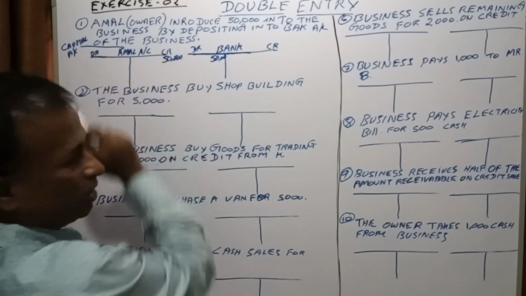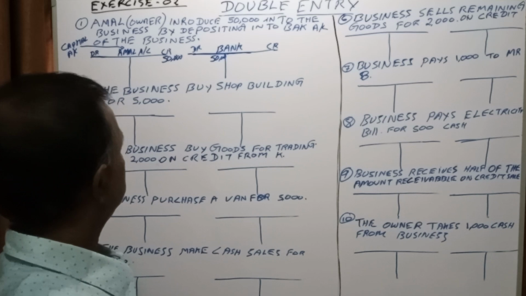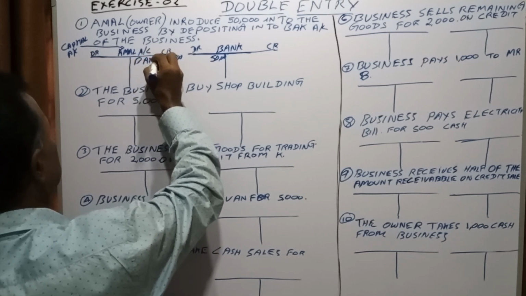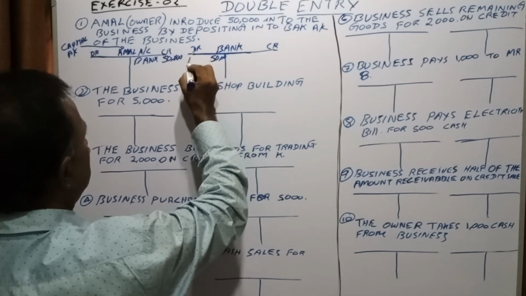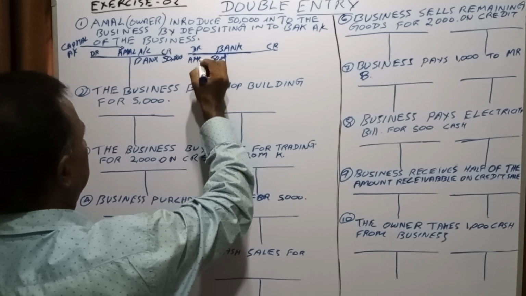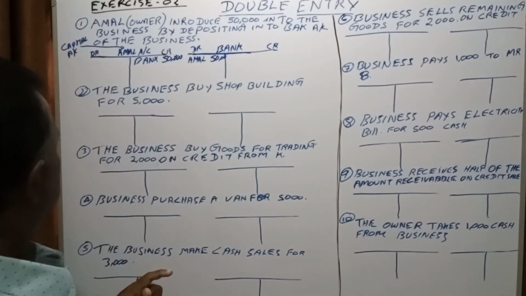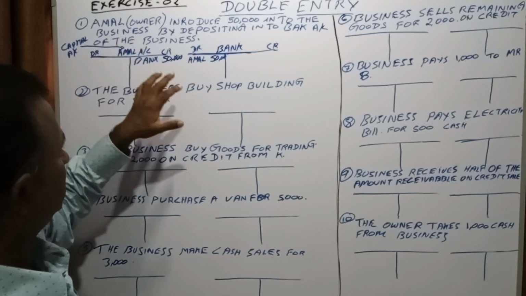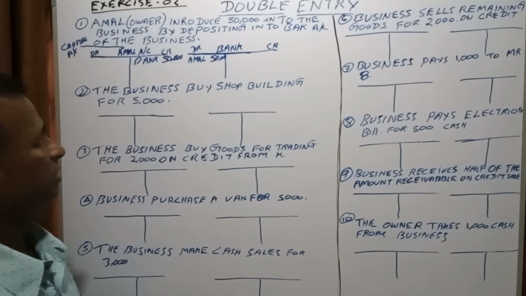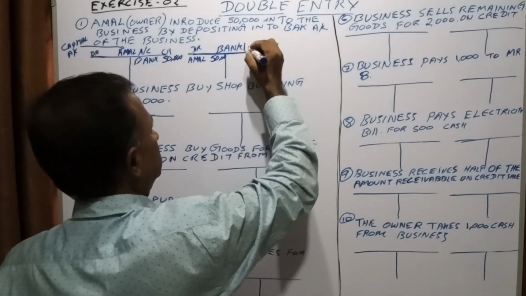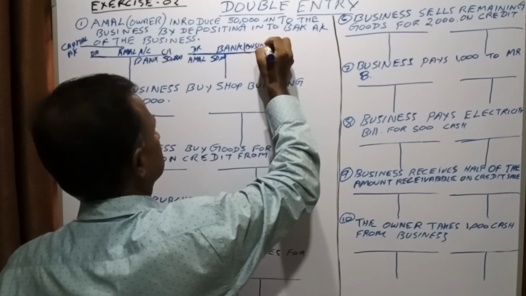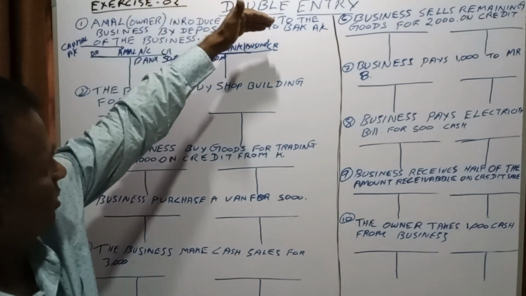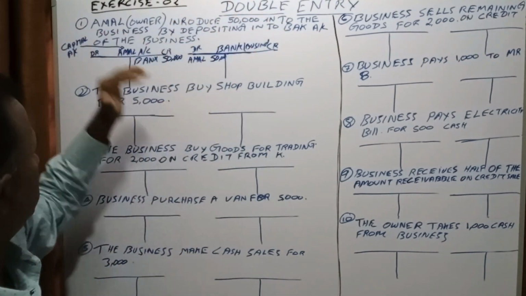How do you put the narration? You will put the date. We have not mentioned the date because this is the beginning level. So here you will put bank account. Okay, bank. Here you will say Amal, in Amal's account, that is the capital account, you can say capital account is credited to him 50,000 and we are debiting the bank account of the business.